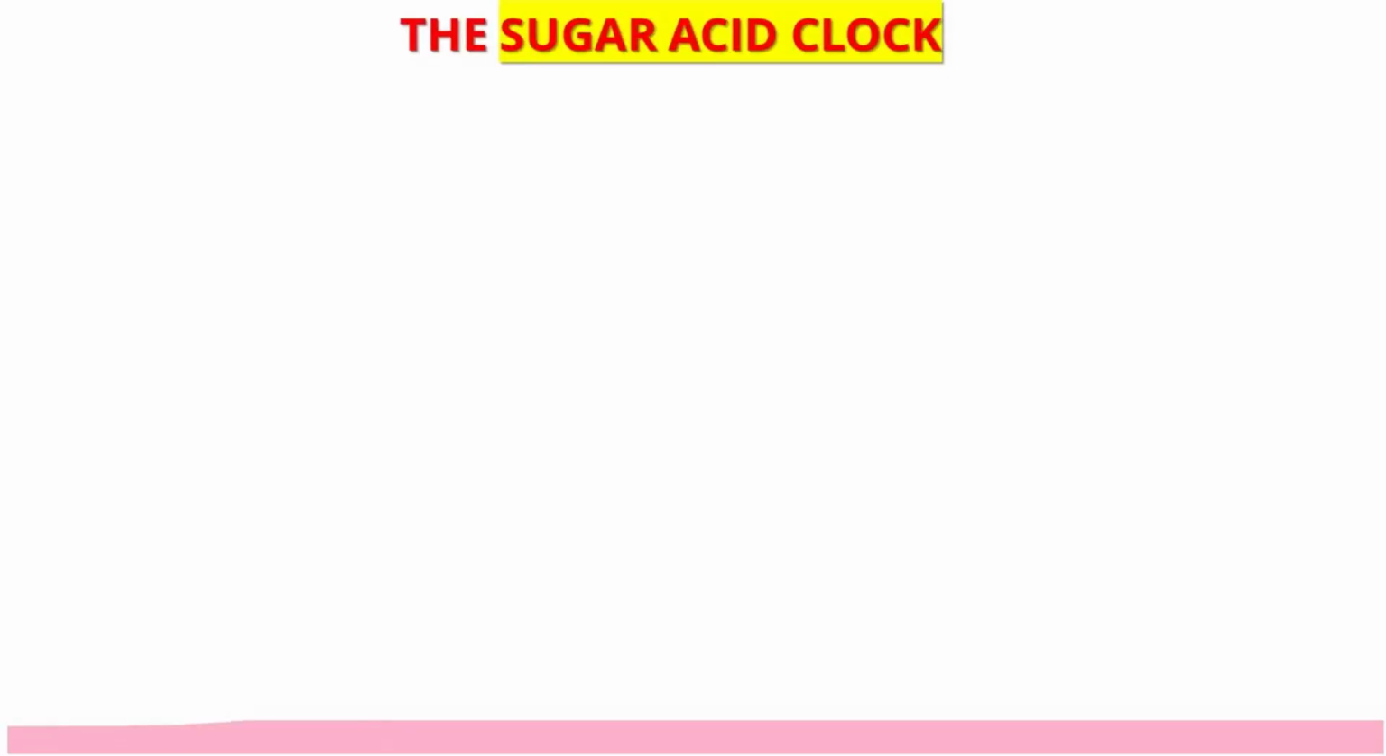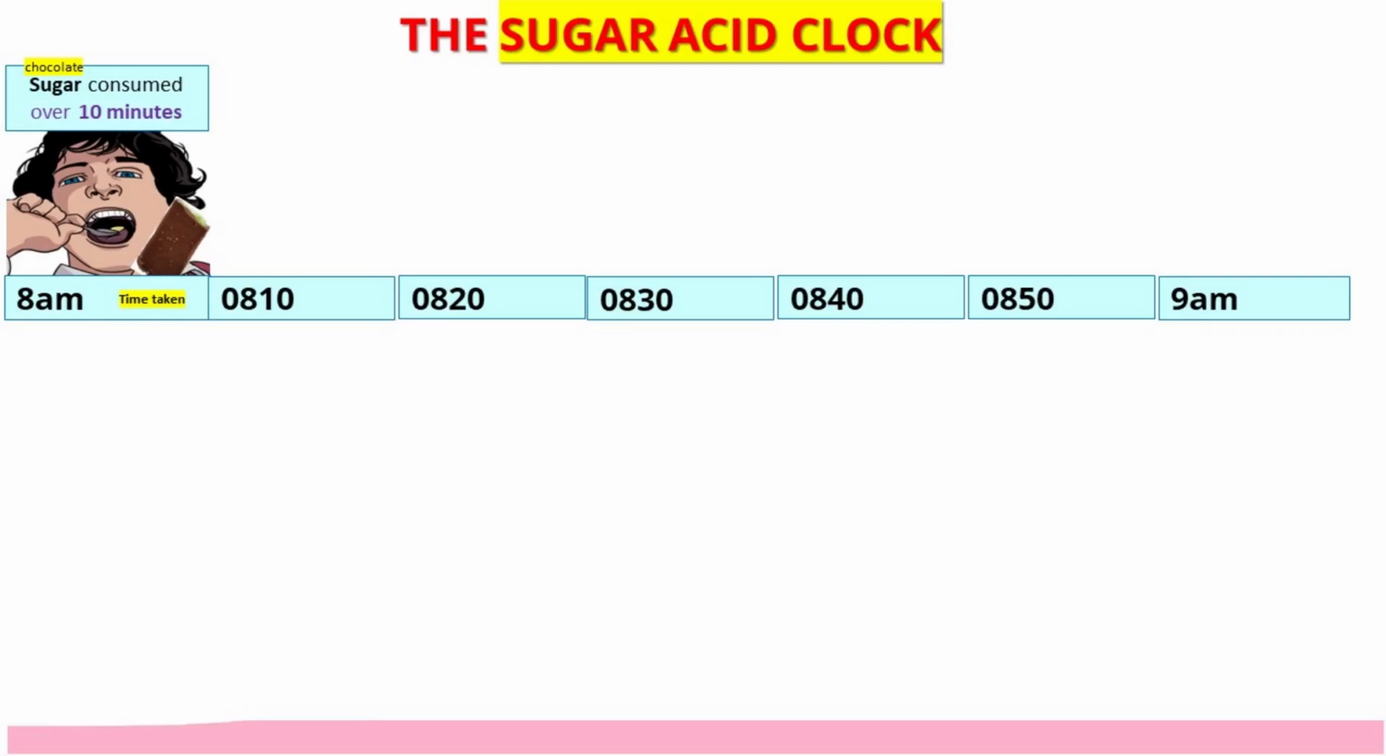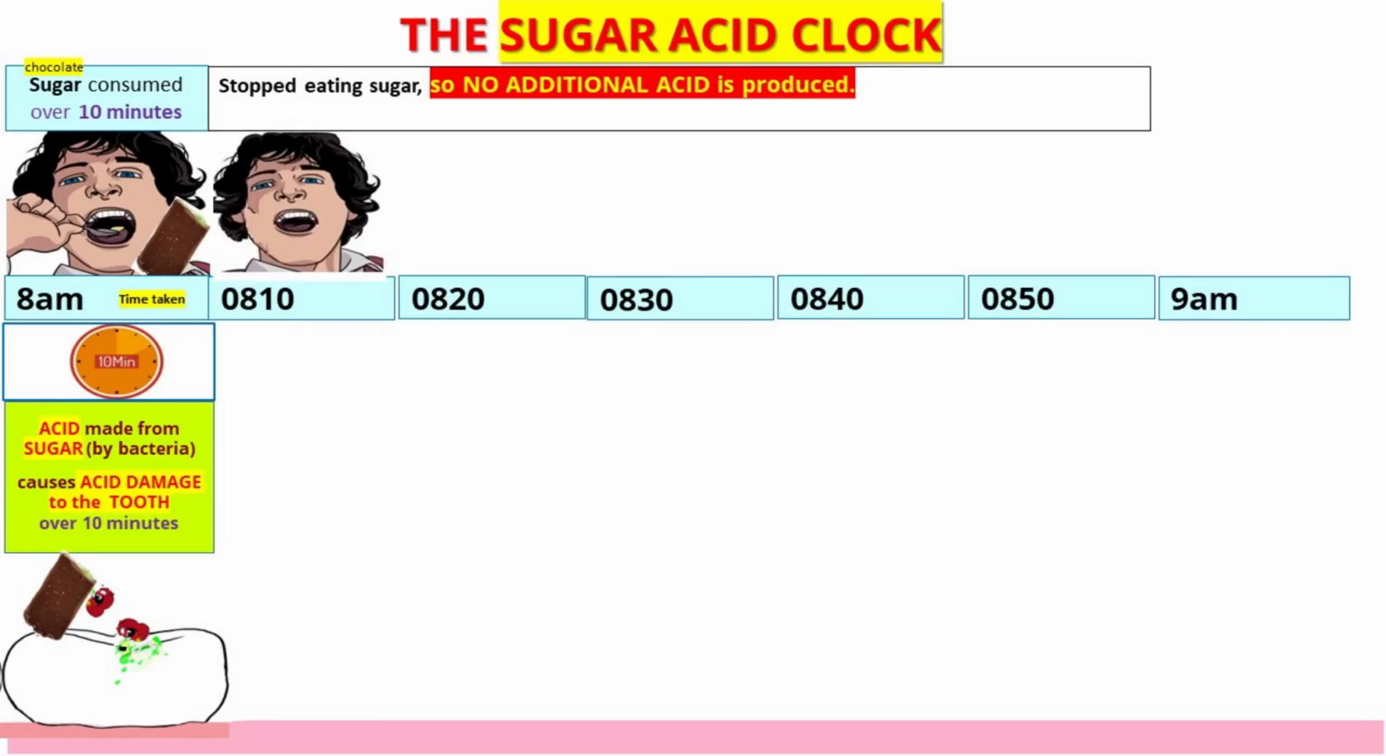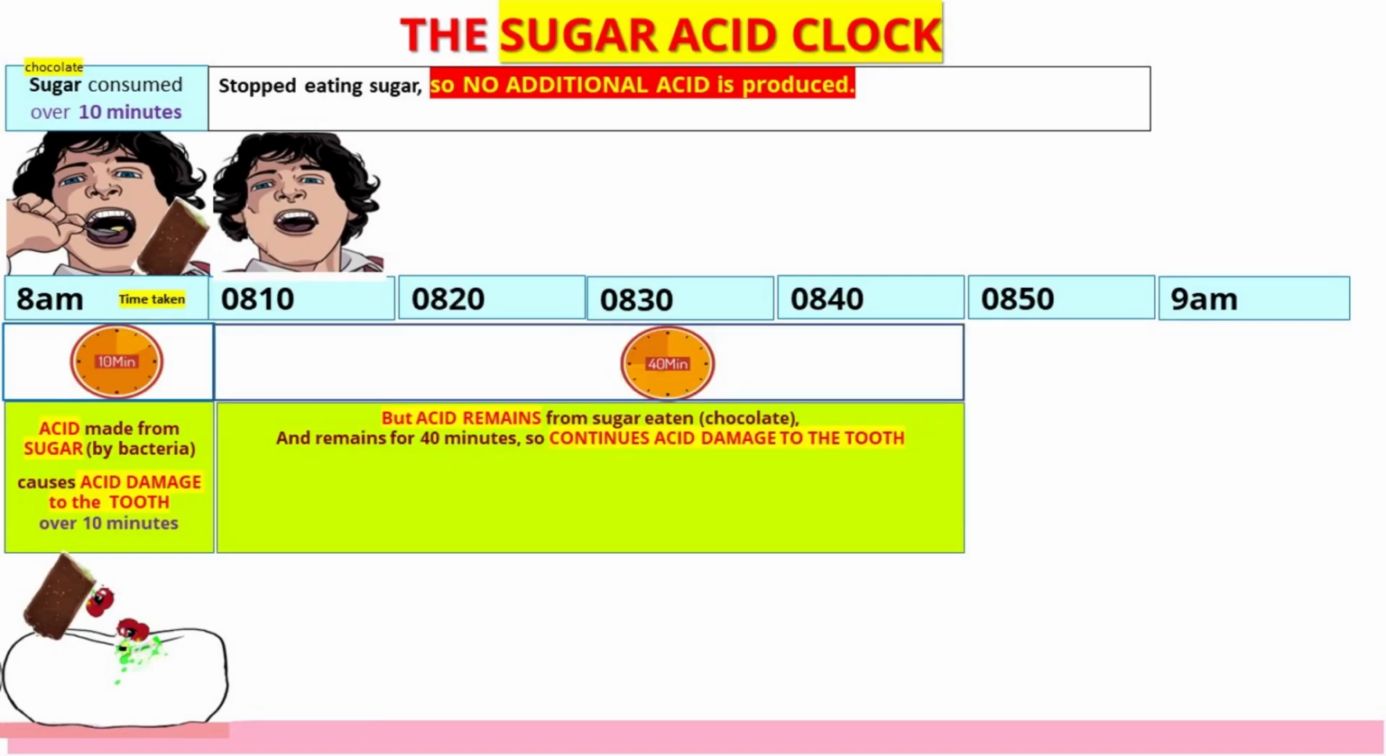So what is the sugar acid clock? We measure the time taken. For example, chocolate sugar is consumed over 10 minutes, and in the mouth, acid is made from sugar by the bacteria, and this causes acid damage over 10 minutes. The person has stopped eating sugar, so there is no additional acid produced, but acid remains from the sugar eaten previously, and it remains for 40 minutes to continuously cause acid damage to the tooth.